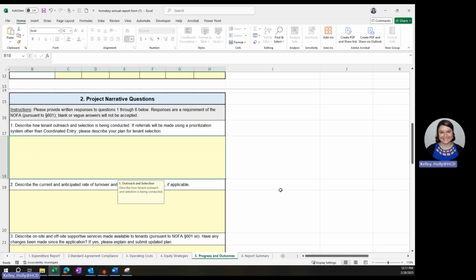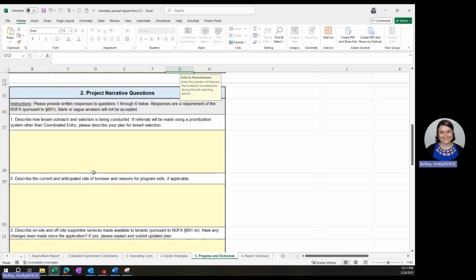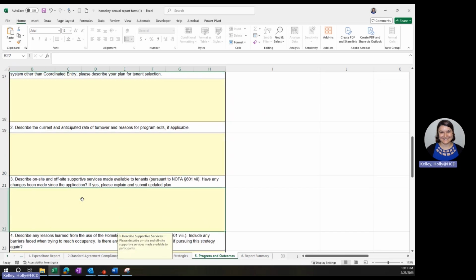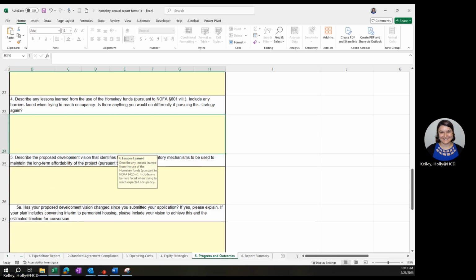The second section of the Progress and Outcomes tab is the project narrative questions, which will prompt you for qualitative information about your Homekey project's progress, amenities, and outcomes. Take your time to read each prompt and provide robust answers to the yellow boxes beneath. There are 7 prompts total, or 8 if you count that 5 is split into 2 parts, and they follow the reporting requirements listed in the Homekey NOFA's section 601.